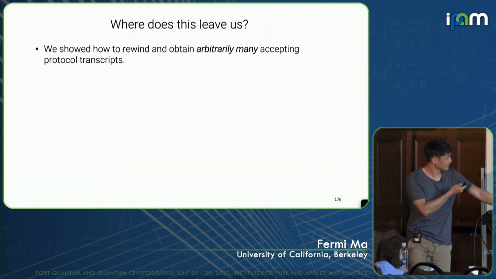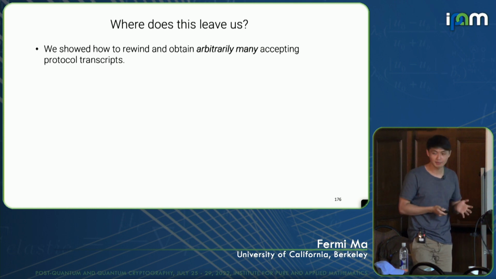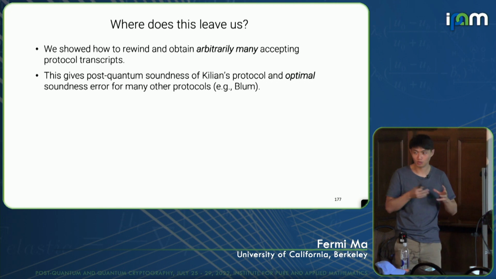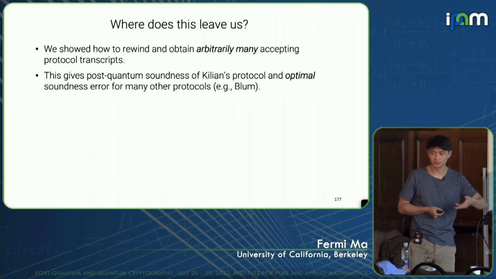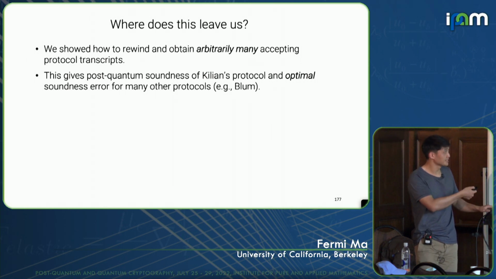So where does this leave us? Here we showed this general procedure that whenever you have a protocol that satisfies this collapsing property, you can basically rewind it as many times as you want and record the answers every time. So this gives you post-quantum soundness of Killian's protocol. And even for protocols that don't require a lot of rewinding, this technique where you don't lose success probability gives you a much tighter analysis for protocols where you only need to, say, rewind once, like Blum's protocol. So for Blum, for instance, this gives you the optimal soundness error.